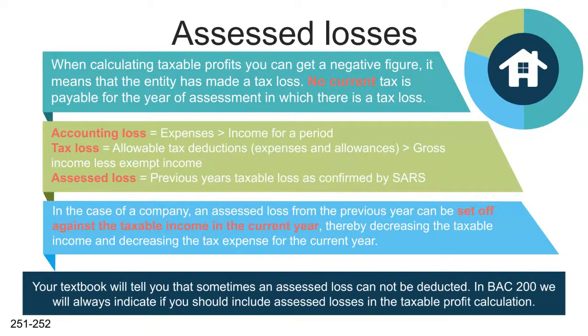You'll see that in your textbook, the textbook speaks a lot about situations where sometimes a tax assessed loss will not be allowed to be deducted if you have multiple companies, if you have subsidiaries and all of that. That is not important for you now. You'll deal with that later. All you need to know is that in BAC 200, the question will tell you if a taxable loss can be deducted against future profits or not. Obviously, if it can't be deducted, then you don't have an assessed loss, right? So then it means nothing. So basically, what I'm trying to say is, for BAC 200, the assessed loss can always be deducted, because we won't be testing anything if it wasn't deductible against future profits, okay?